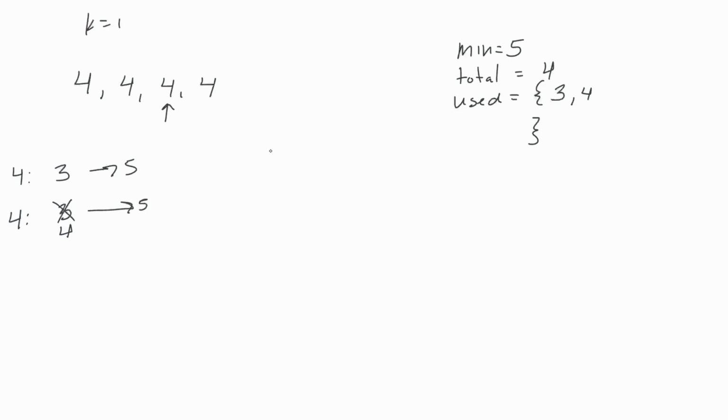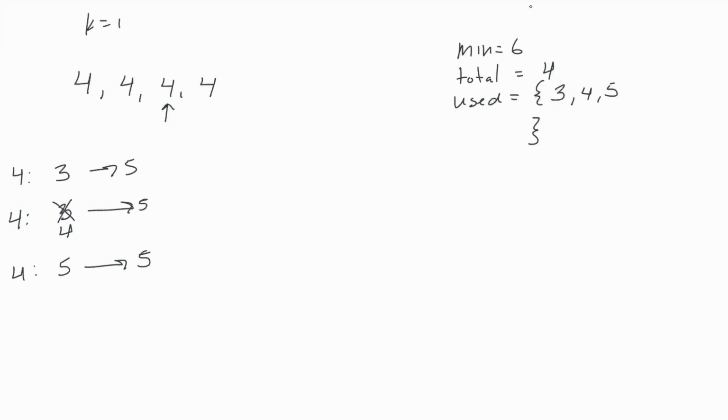So now I'm going to go to my next 4. Here what I want to check is a range from 5 to 5. This is coming from my min value, and this is the value of 4 plus k. So now I want to check, is 5 used? Well, it is not. So what I could do is basically put this here, and then update my minimum to be 6. So now my minimum is 6.